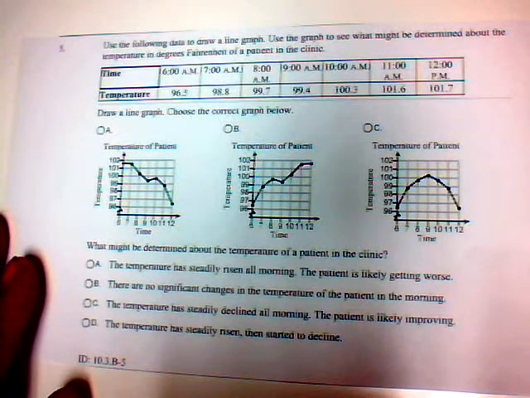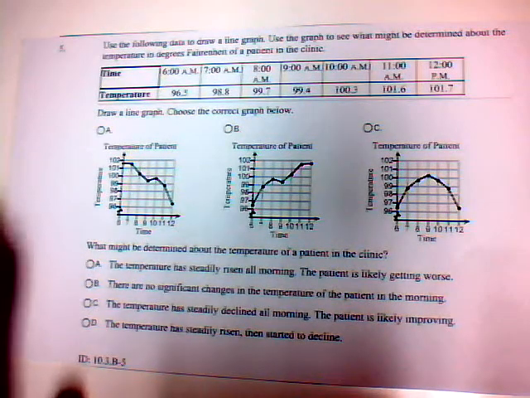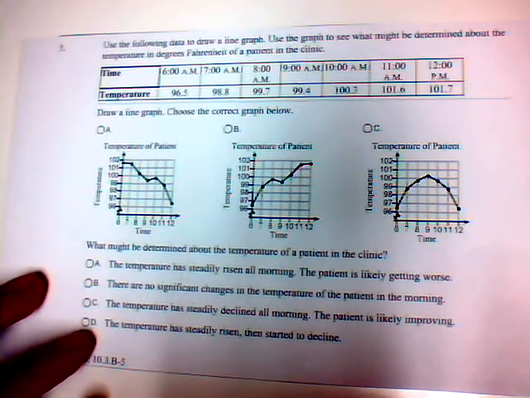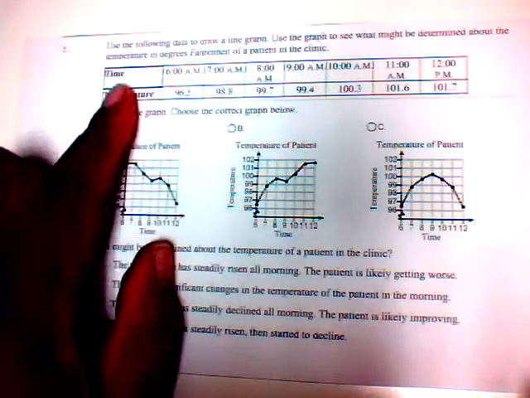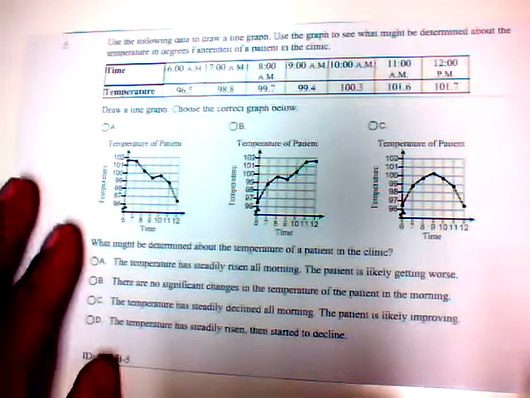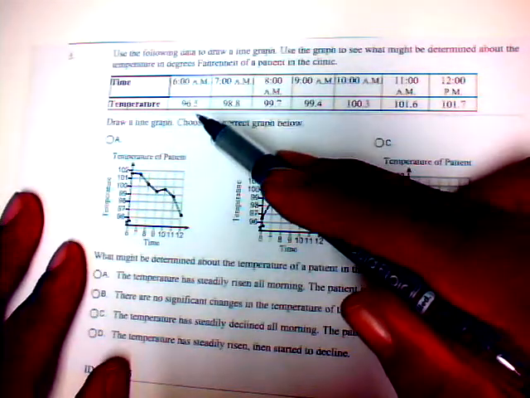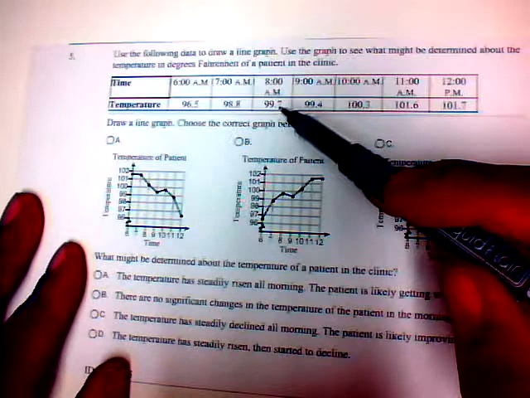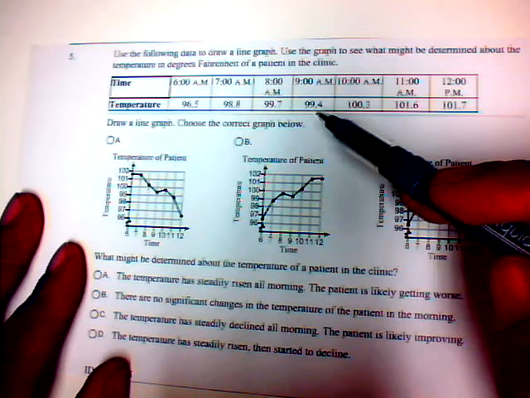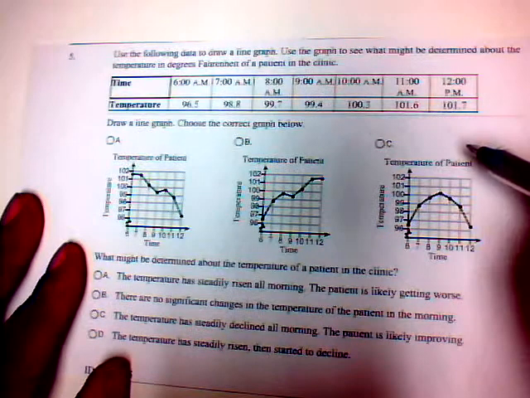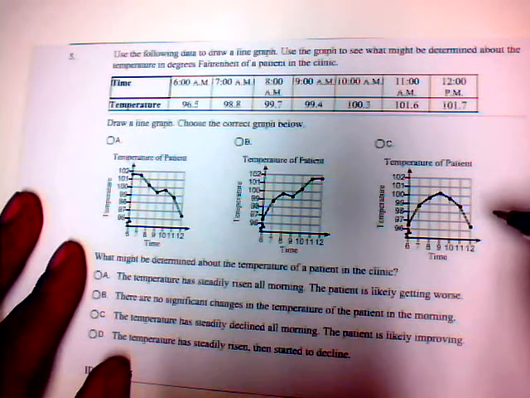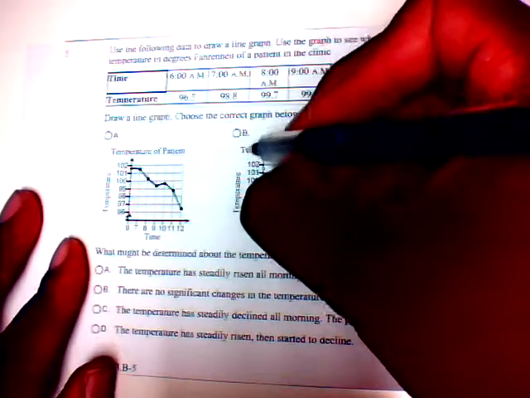Use the following data to draw a line graph. Use the graph to see what might be determined about the temperature in degrees Fahrenheit of a patient in a clinic. Okay, notice here we got the time and the temperature. Notice here the temperature starts from 96.5 and it does increase up to 101.7. Now here from 99.7 it does drop down a bit to 99.4 and then goes back up. So here you want to pick which one of these will follow that particular pattern. And in this case, it will be answer B.